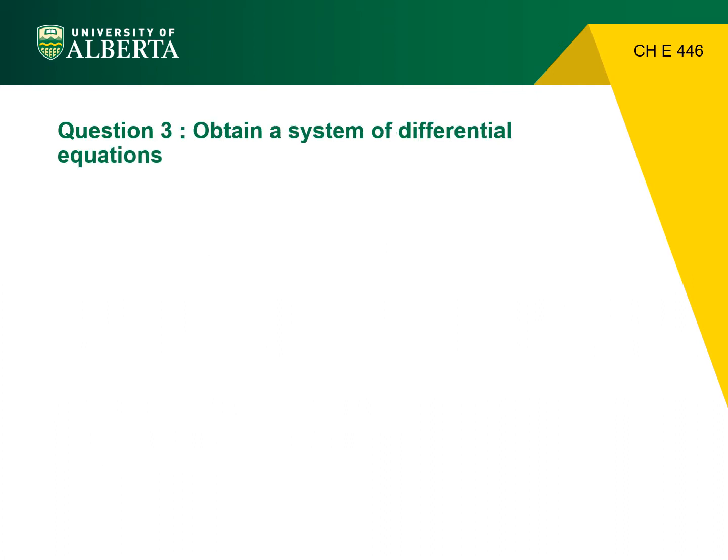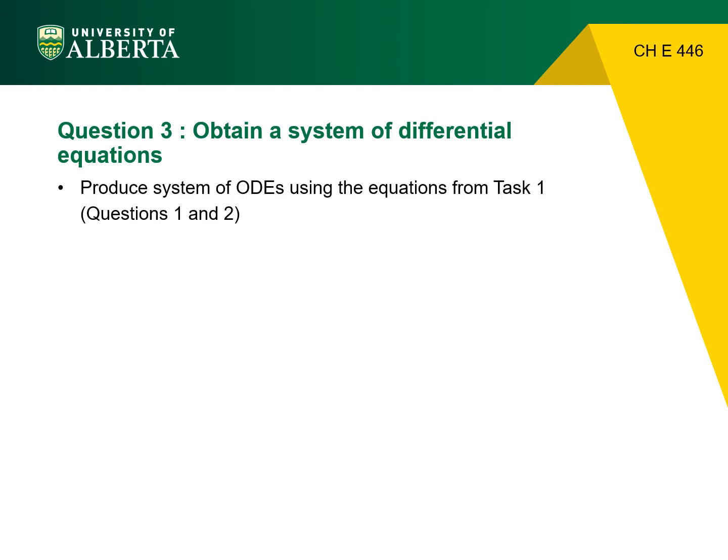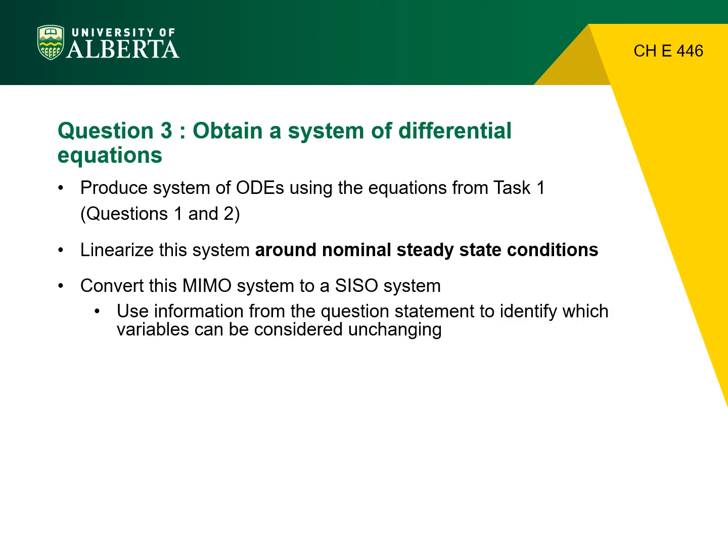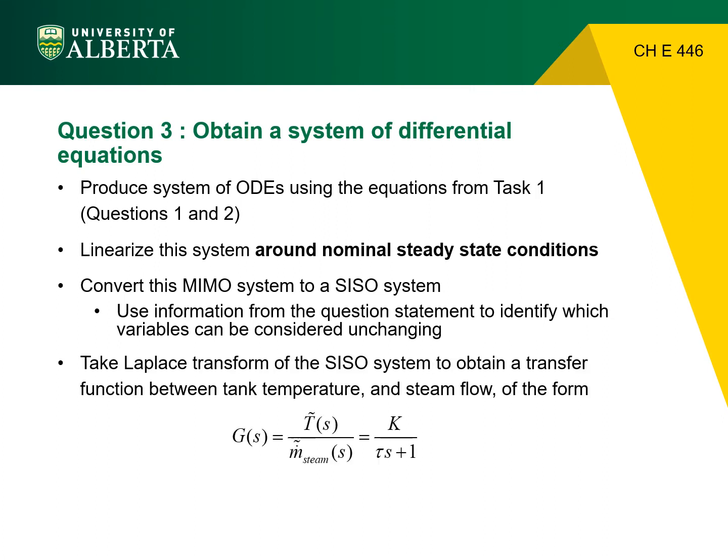For question 3, use the equations developed in questions 1 and 2 to obtain the system of ODEs that describes the tank system. Then, obtain the linearized version of the ODEs around nominal conditions. Convert the system, which is currently a multi-input, multi-output system, into a single input, single output system. You can figure out which input and output variables to consider unchanging by referring to your problem statement. Then, obtain the transfer function of the simplified SISO system by taking the Laplace transform of the equation.